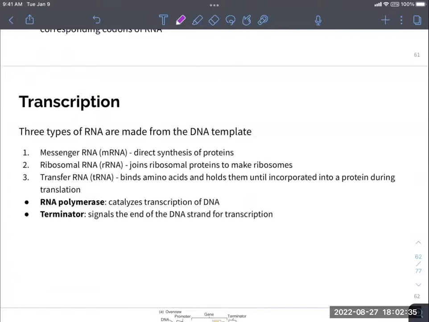In transcription, we have 3 types of RNA that are made from that DNA template. Messenger RNA directs the synthesis of proteins, it tells us how to make different proteins. Ribosomal RNA makes ribosomes. And transfer RNA binds amino acids and holds them until they are incorporated into protein during protein synthesis. The proteins are made of many different amino acids linked together.